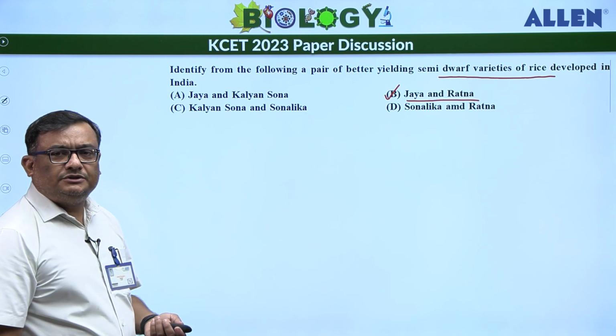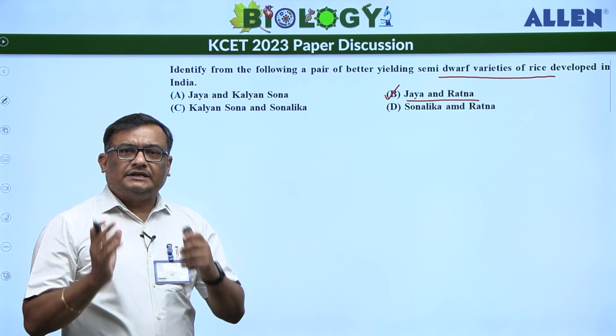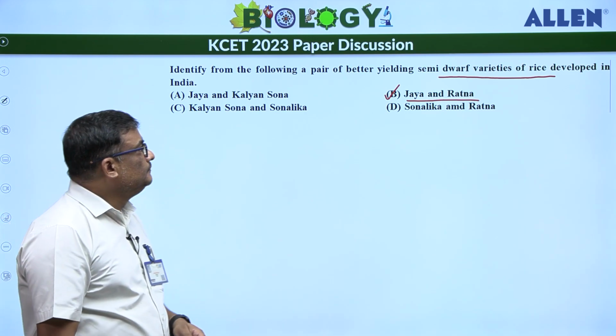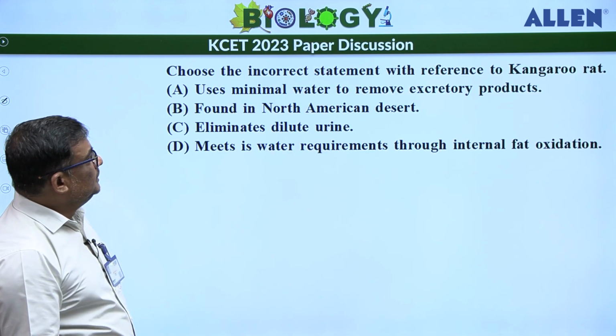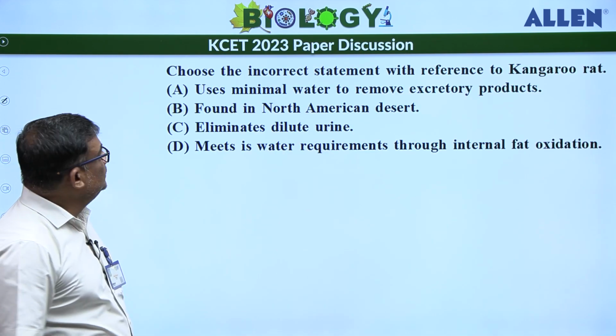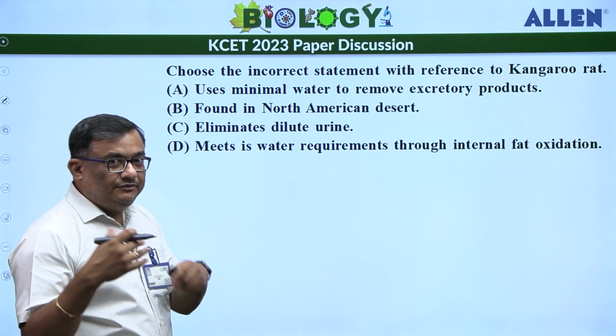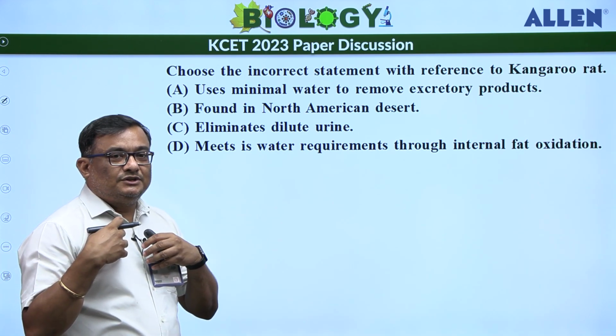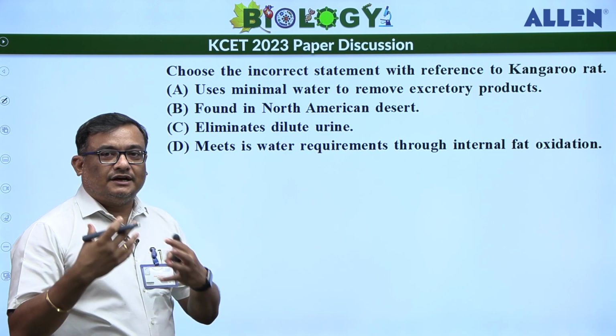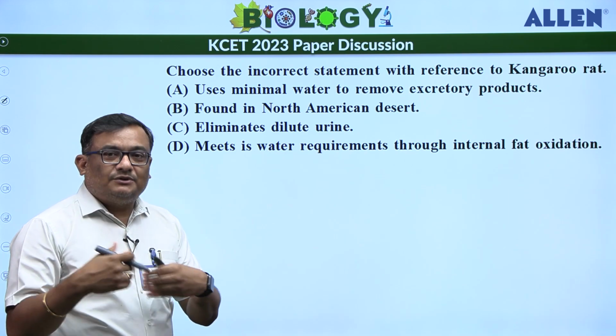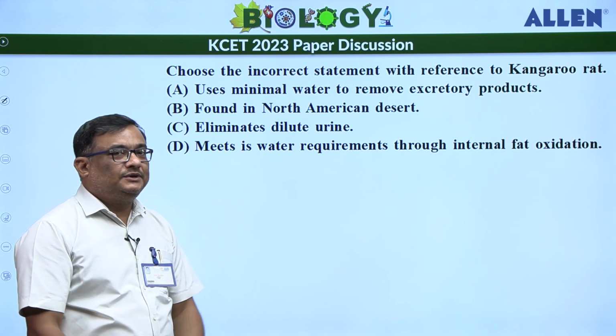Again, this is a factual piece of question. There is no concept as such involved in it. Okay. Next one. This is a very good question actually. Choose the incorrect statement with reference to kangaroo rat, and you will not believe, when I was solving this question, rather than reading incorrect, I read correct. When I read the question again, I came to know, okay, it is incorrect.